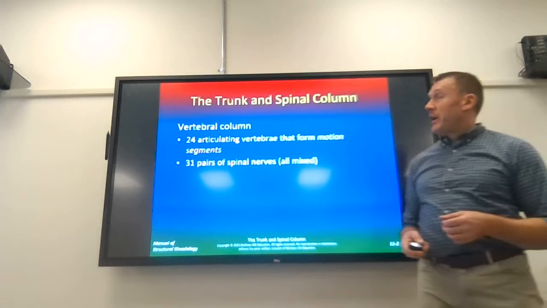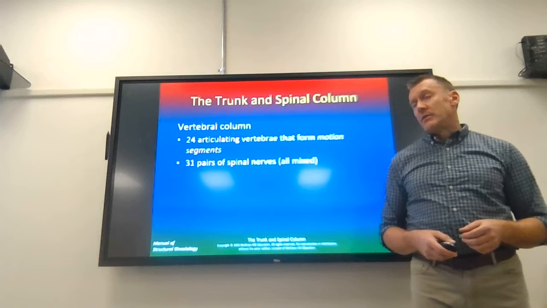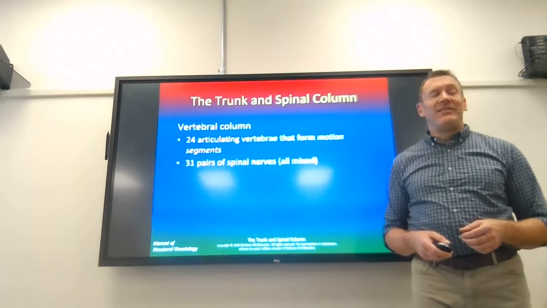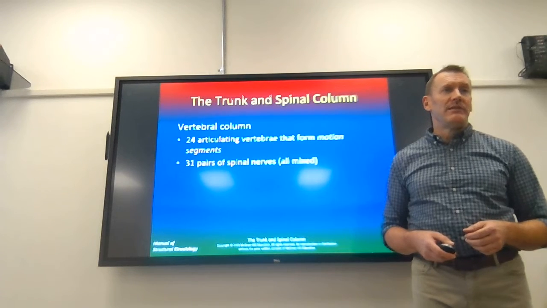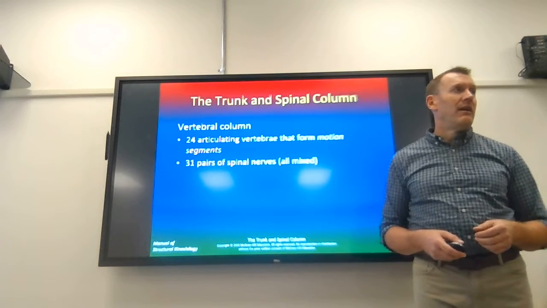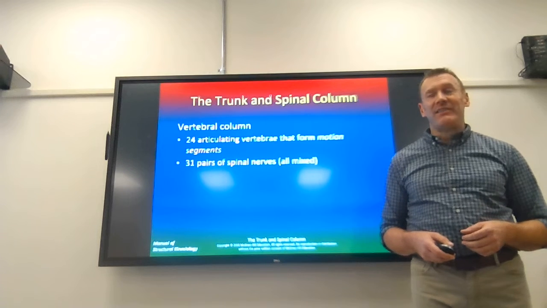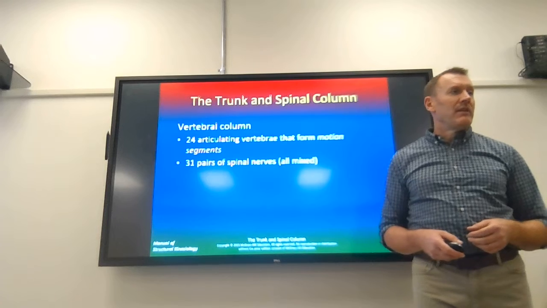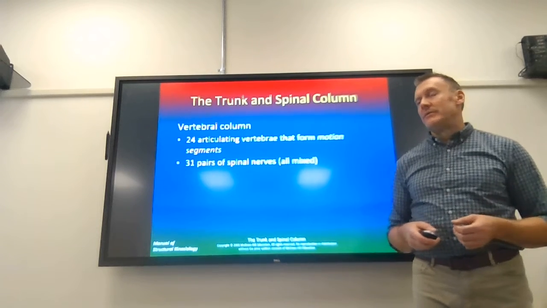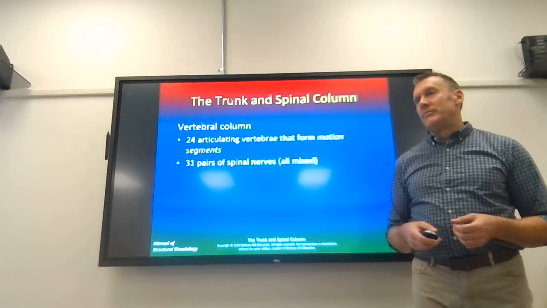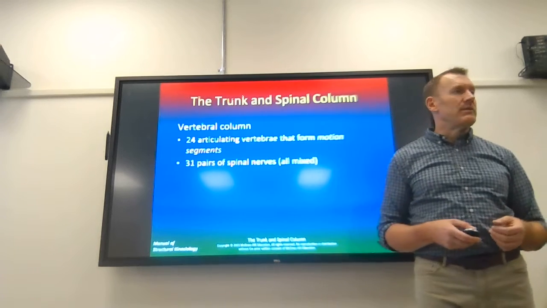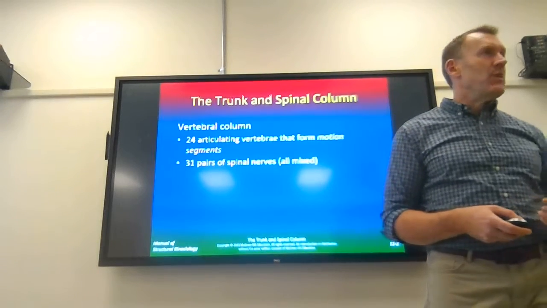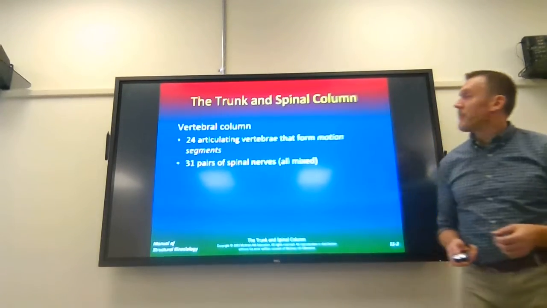So we have 31 pairs of spinal nerves. These are all mixed. Does anybody from maybe Carl's class remember what mixed means? Yep, I think you both had it. There are 2 types of nerve cells, sensory and motor. Sensory brings signals into the spinal cord. Motor takes signals back out to elicit responses. So the 31 pairs have both sensory and motor functions.